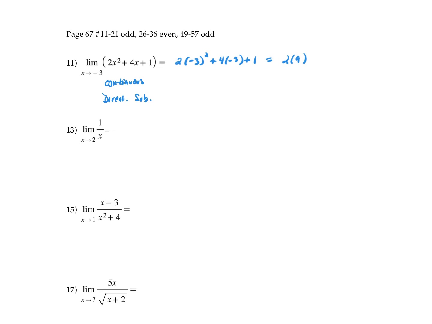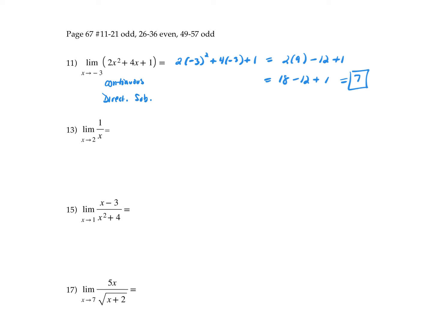2 times 9 minus 12 plus 1, or 18 minus 12 plus 1, which gives us a limit of positive 7. Again, I know I can use direct substitution because it's a continuous polynomial. It's a quadratic, so there are no breaks, holes, no asymptotes in it. In other words, no domain restrictions either.